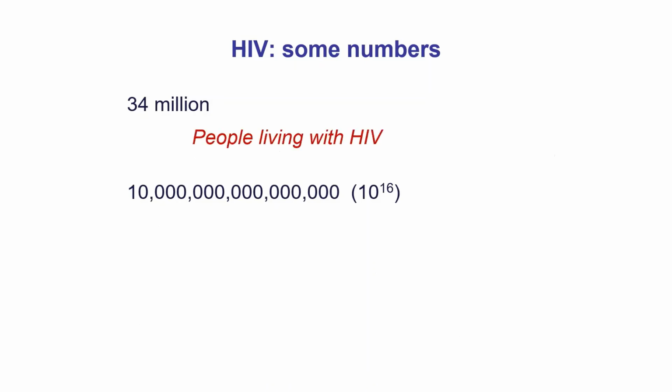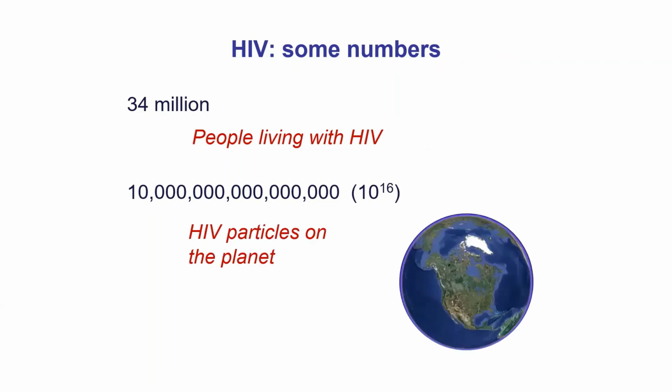And so what does that mean for how many viruses are out there? If you look at the average of how many viruses these people have in them and multiply that by 34 million, you get about 10 to the 16. That's a 1 with 16 zeros behind it. That's how many virus particles of HIV are on the planet. That is a massive, massive, massive number.